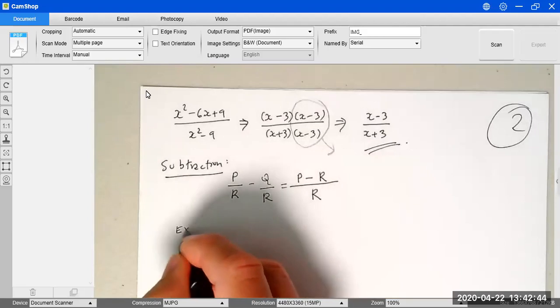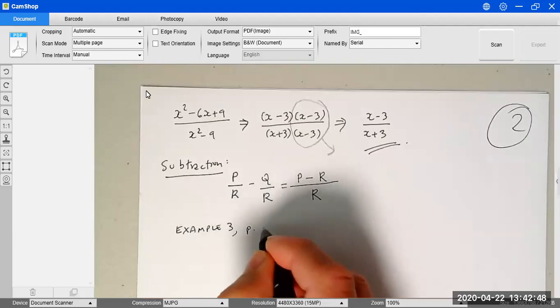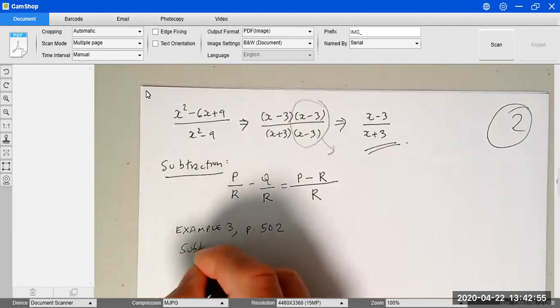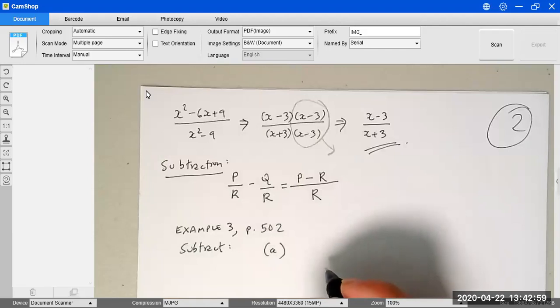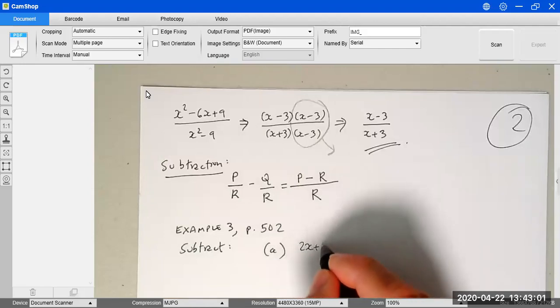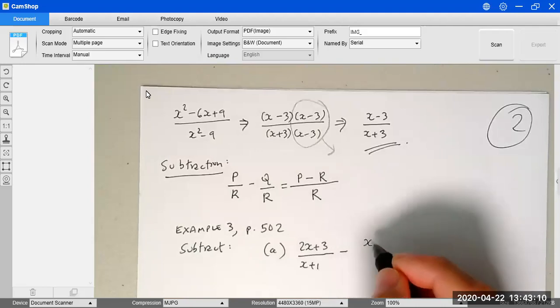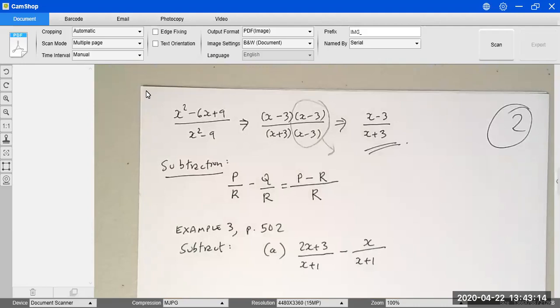Let's work a couple of examples. So we have example 3 on page 502, and the problem is that we're going to subtract. First, we have 2x plus 3 over x plus 1 minus x over x plus 1.